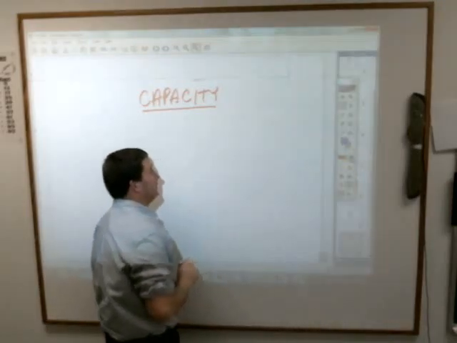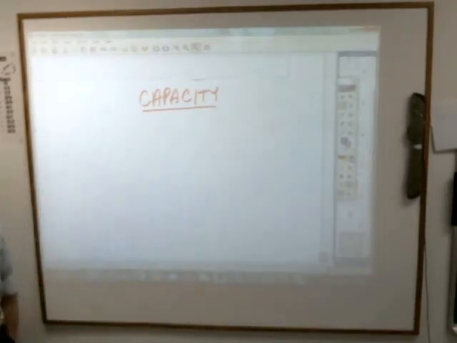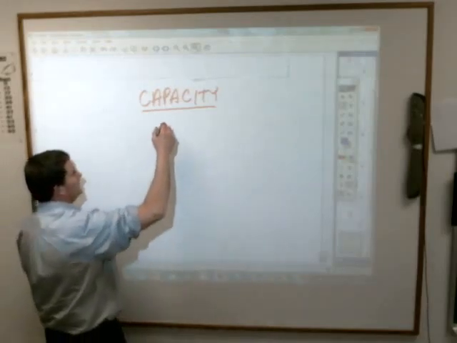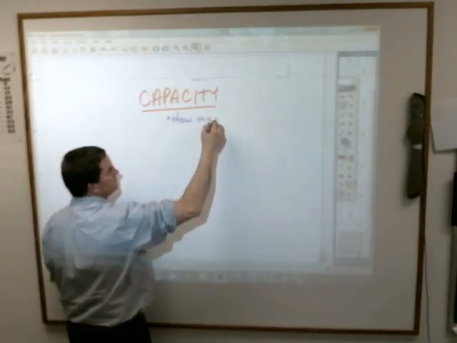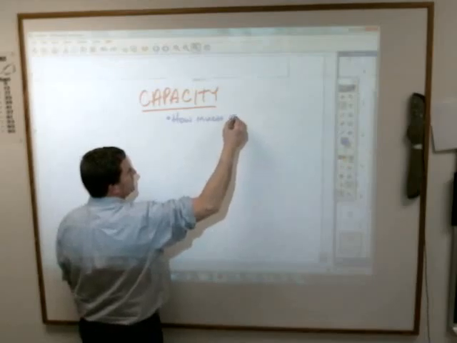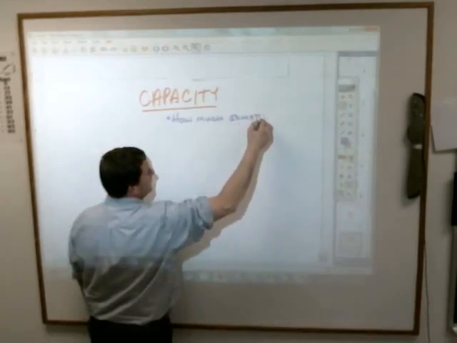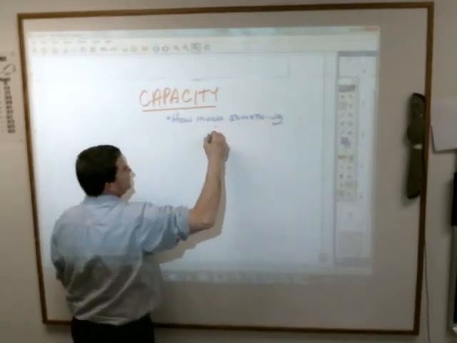Look at the ever popular capacity, as the word would be. What is capacity? When we talk about capacity, it would be... Savannah, capacity is what? How much something holds.